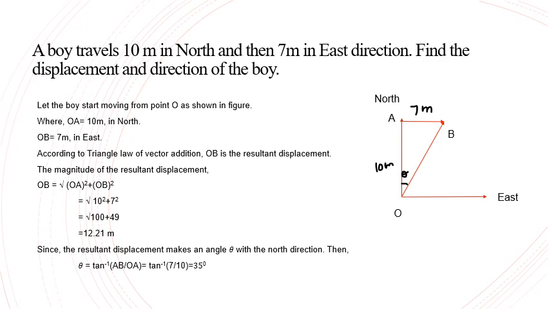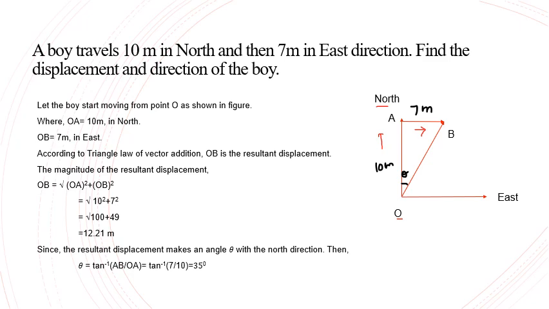First he is going to move from the origin. See, this is his initial position. From the origin he is going to move 10 meters towards the north direction, and then 7 meters in east direction. Find the displacement and direction.